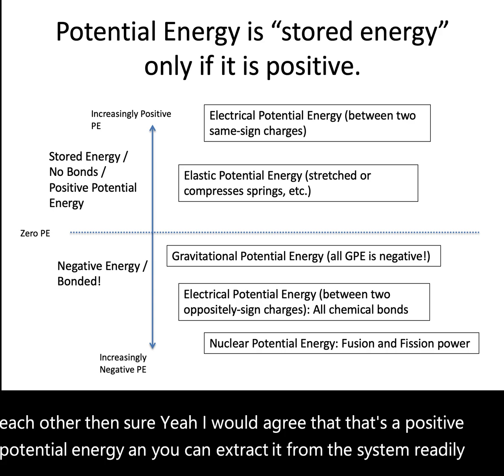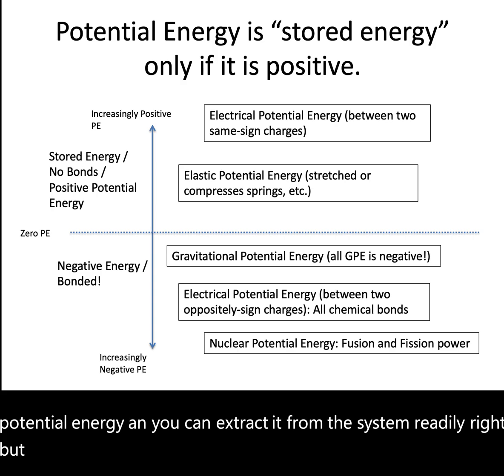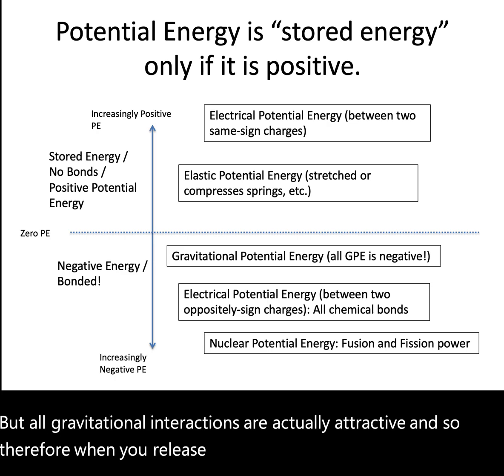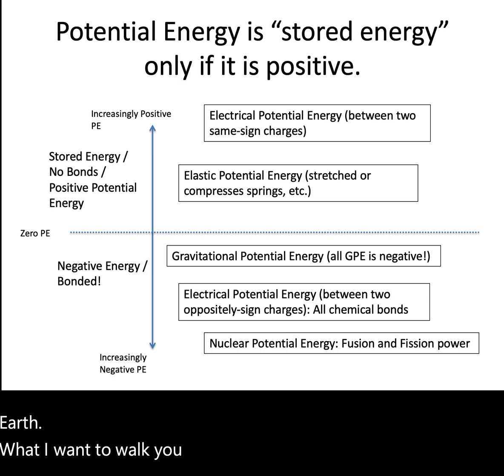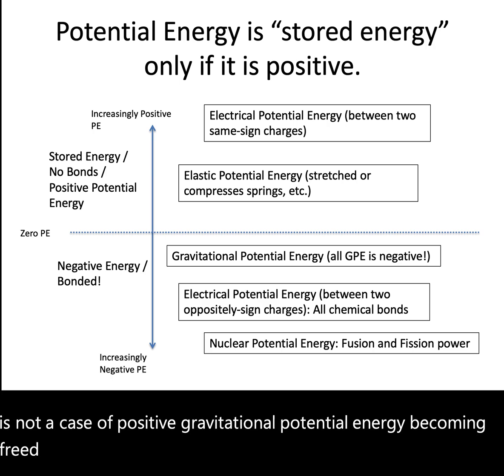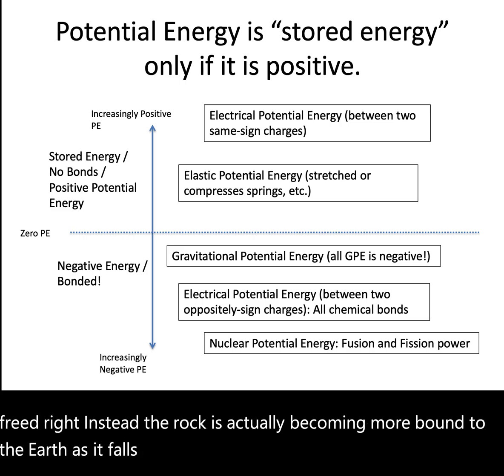But all gravitational interactions are actually attractive. And so therefore, when you release the rock and it falls towards the Earth, what I want to walk you through and try to convince you of is that that is not a case of positive gravitational potential energy becoming freed, right? Instead, the rock is actually becoming more bound to the Earth as it falls more closely to it. And it's down here in this negative energy regime, right?